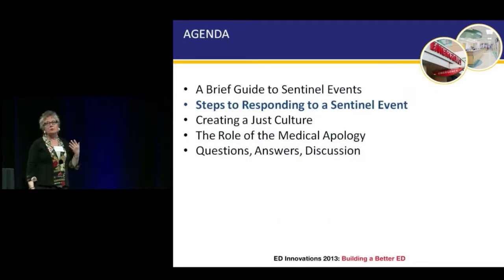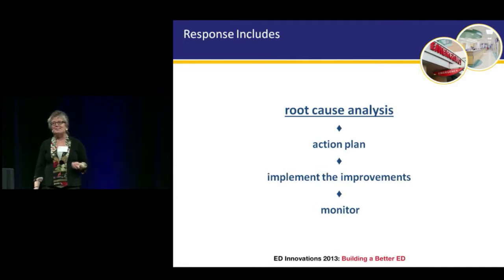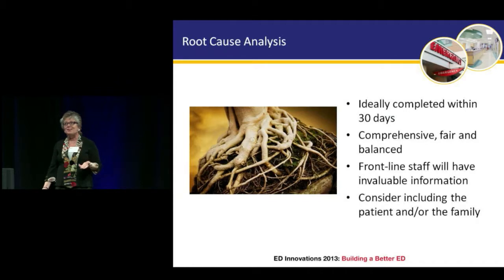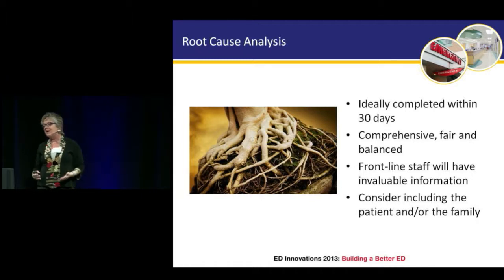So what are those steps? What do you have to do? The first is the root cause analysis. Again, you have 45 days, so ideally you should be able to get this done in the first 30, if not a lot shorter than that. It's got to be comprehensive. It's got to be fair. It's got to be balanced. Frontline staff, you've got to ask the people who were there at the time what happened, but they've got to know it's safe to respond to that.